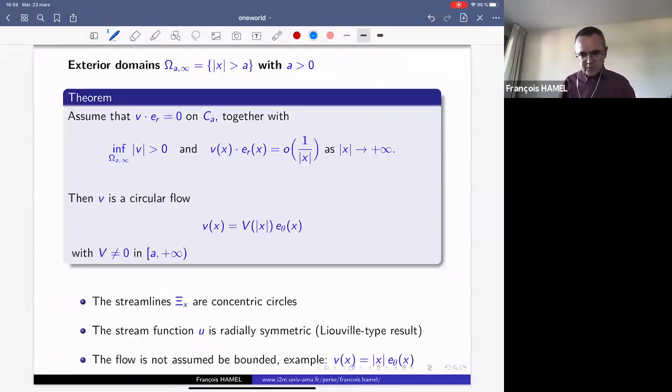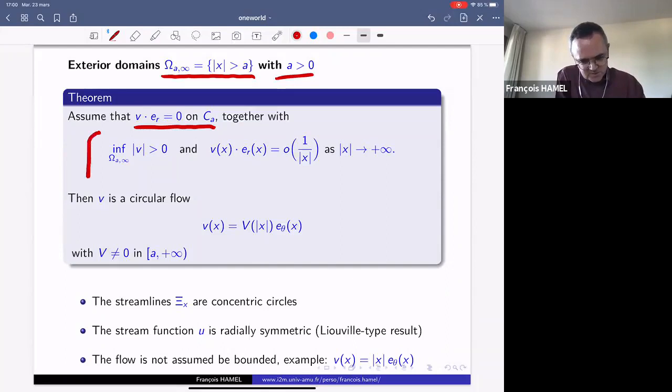So now I would just like to mention briefly some other results, first of all in exterior domains. By that I mean the complement of a disk of radius A. So there is no outer boundary, and the boundary has only one connected component, which is a circle of radius A for some A positive. So we assume that the flow V is still tangential on the boundary, on this circle C_A, and we assume further conditions.